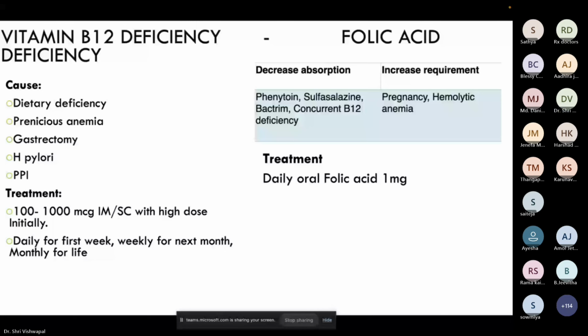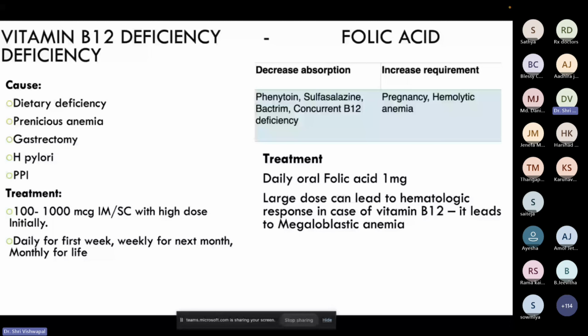Treatment is oral folic acid, 1 milligram, or Folvite, a common brand available, 5 milligram daily. Before starting this slide, I mentioned there would be confusion between vitamin B12 deficiency and folic acid deficiency. When the patient arrives, there is confusion whether it is vitamin B12 or folic acid deficiency, as the symptoms are the same. If you treat only with folic acid, vitamin B12 will stay low, but your Hb levels will be increasing.